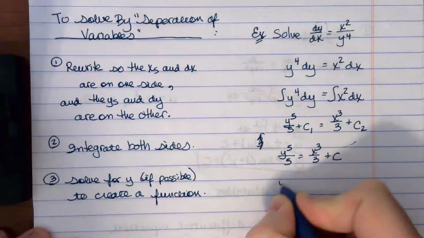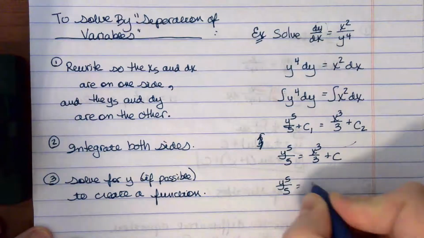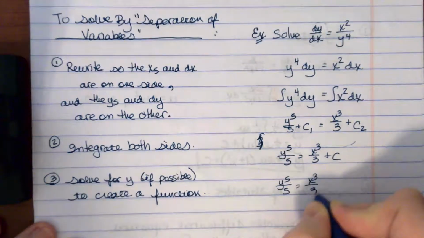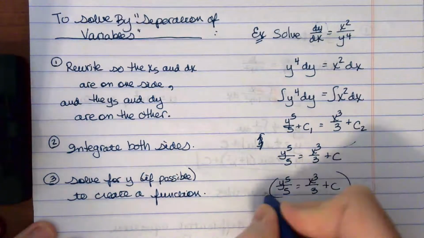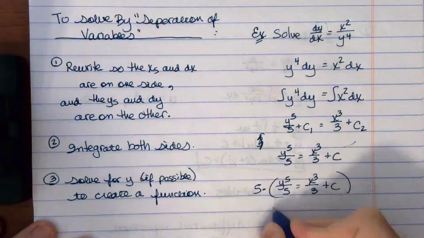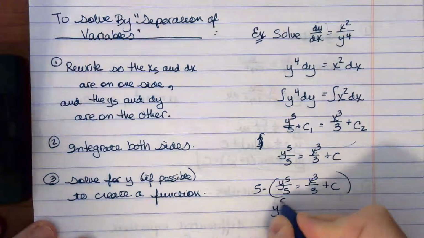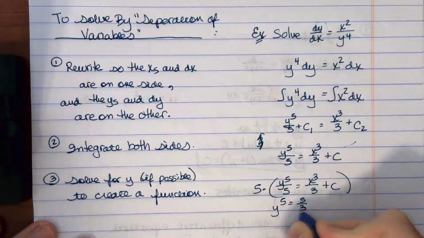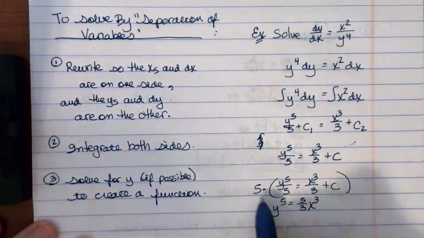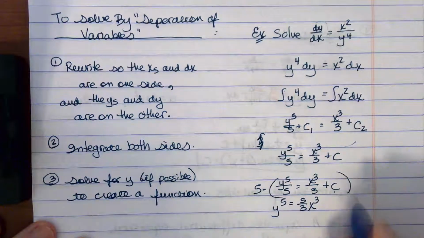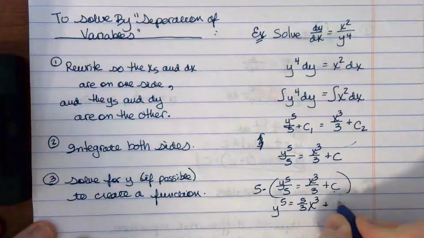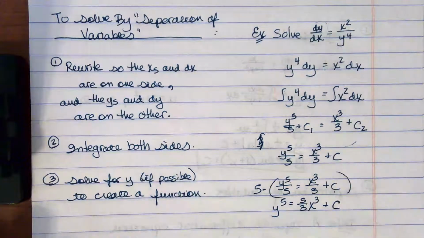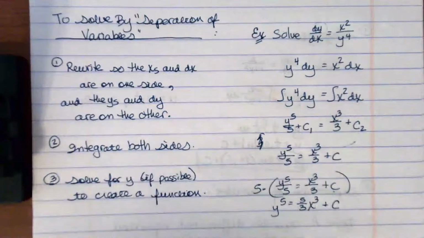Well, to do that, I think the first thing I would have to do is multiply everything by 5. When you do that, you get y to the fifth equals 5/3 x cubed. And now 5 times a constant is still just a constant. Different constant, but still just a constant. So I'm going to say plus c.